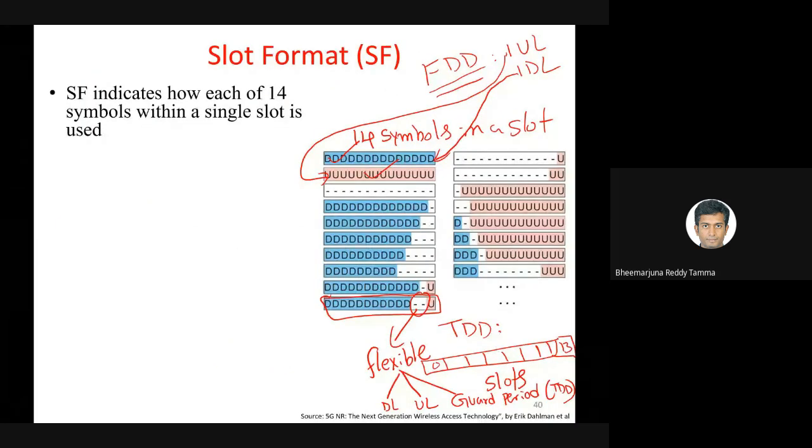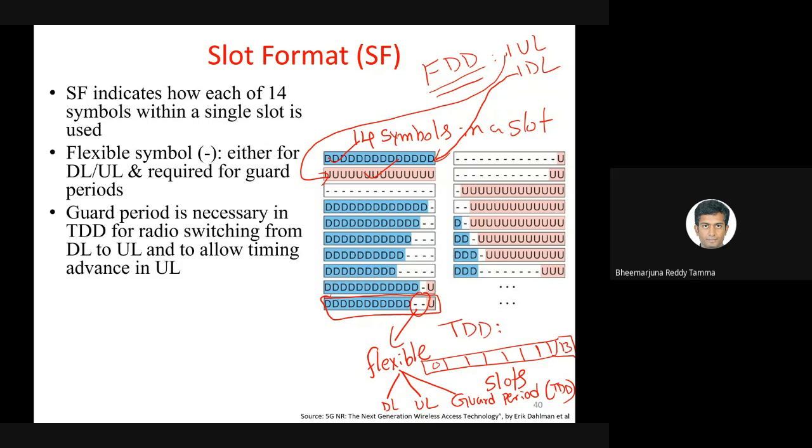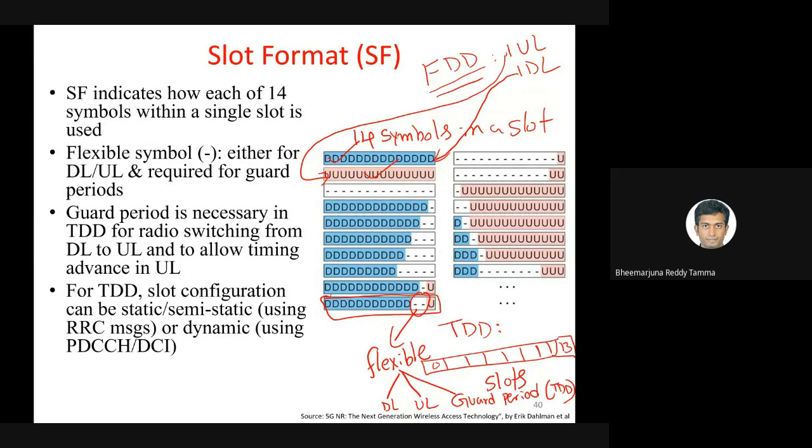Okay, so I think these are all the points that we are talking about. If you look at special subframes, they can be used for downlink and uplink, and also for the guard period. These are necessary for TDD for switching from downlink to uplink, and also to account for timing advance. And let's look at how this scheduling is done in the case of TDD.